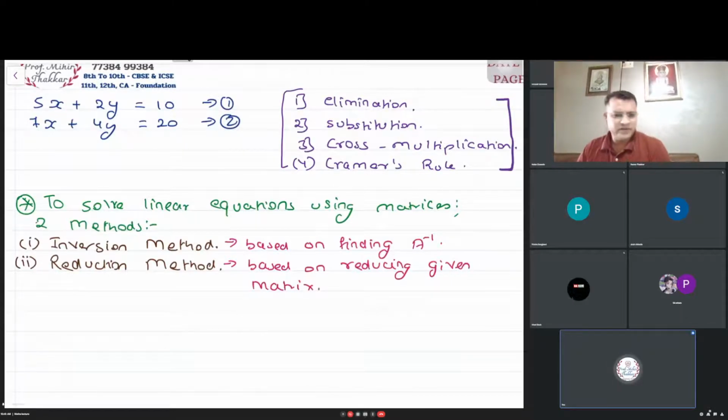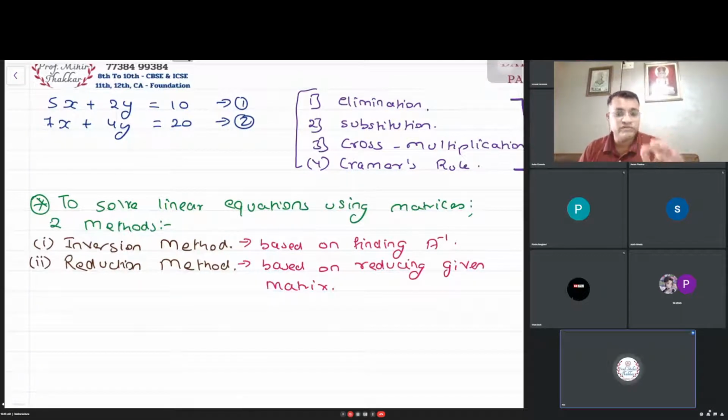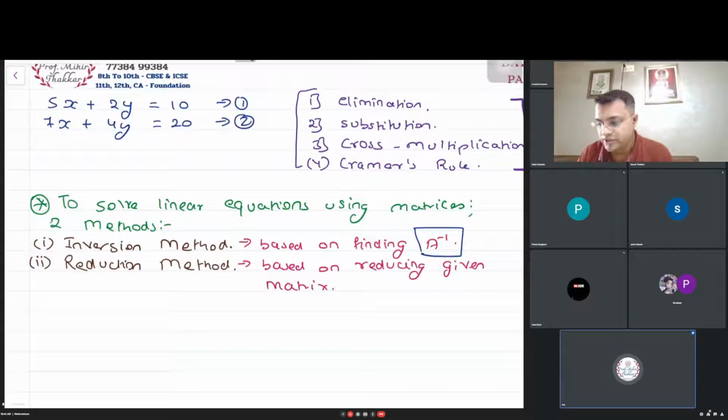Now don't worry, we will be discussing both the methods in complete detail, but just as a hint, for you to remember: if in the exam you come across "solve the equation using inversion method", then you have to calculate the A inverse using the adjoint method. If you want, you can do that using the transformation method, but we have not yet studied it. Sorry, we will be learning the transformation method in the next class.